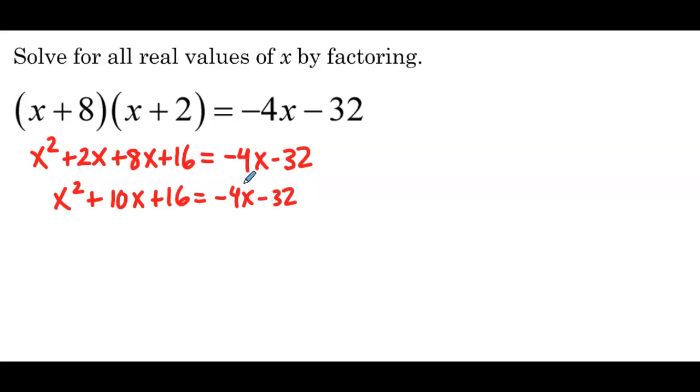Now we need the equation equal to 0, so we'll add 4x to both sides. So that's going to be x squared plus 14x. And we'll add 32. So that's going to be plus 48 equals 0.